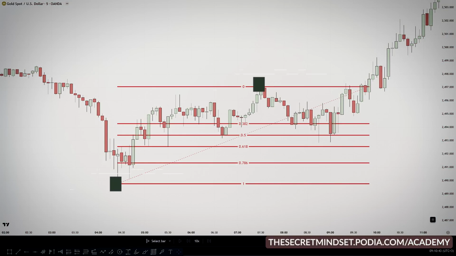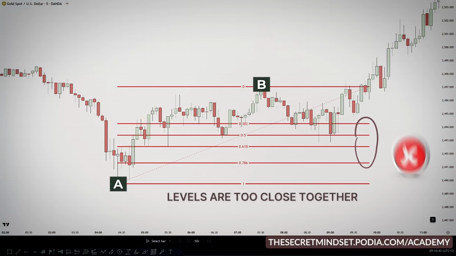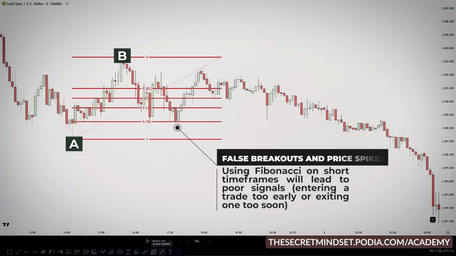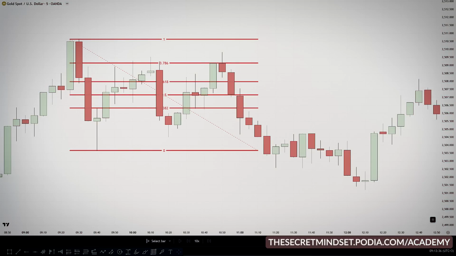When you try to use Fibonacci retracements on these short-term moves, the levels you get are often too close together. This closeness makes it hard to tell which levels are truly important and which are just noise. Another problem with using Fibonacci on short time frames is that you're more likely to see false breakouts and price spikes. These quick, sharp moves can trick you into thinking a level has been broken when it hasn't really. This can lead to poor signals, like entering a trade too early or exiting one too soon.